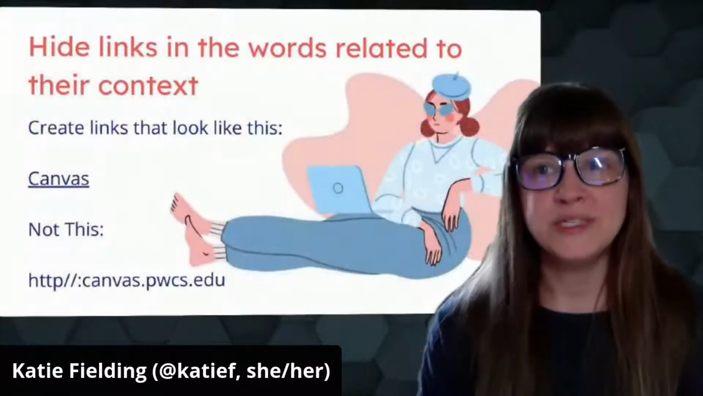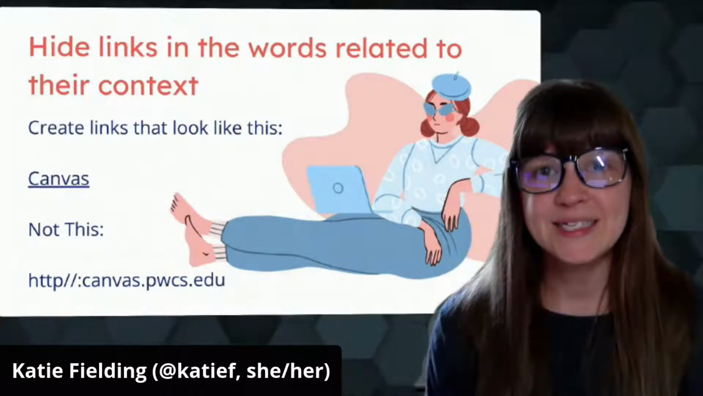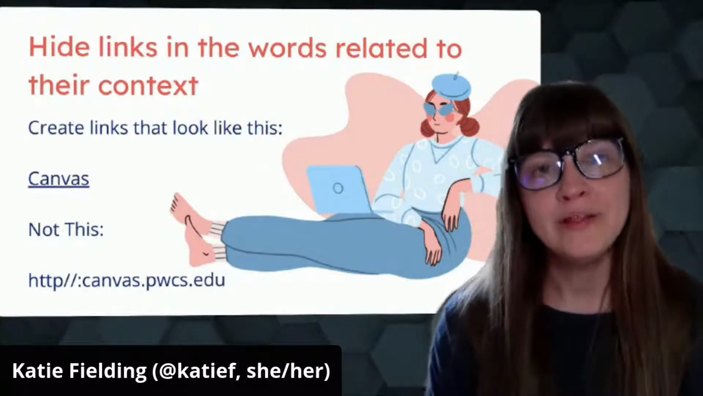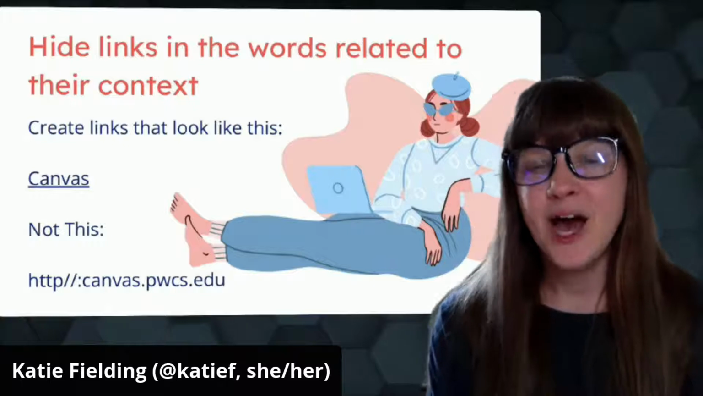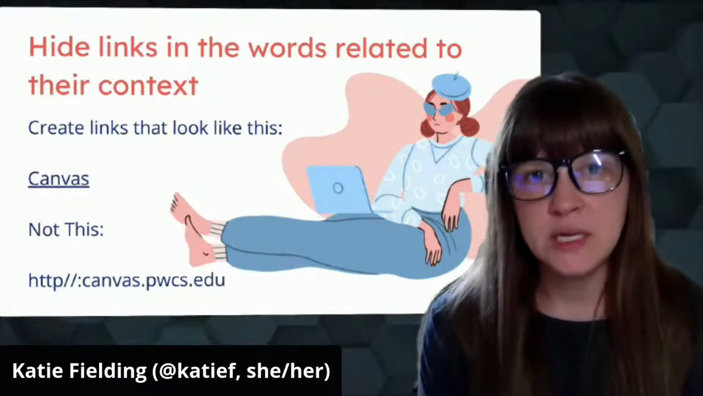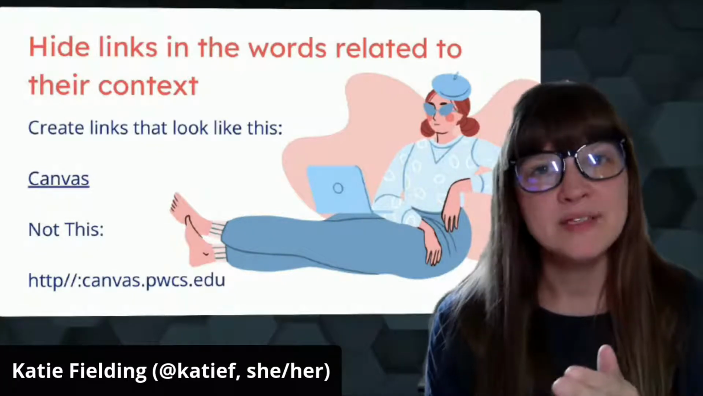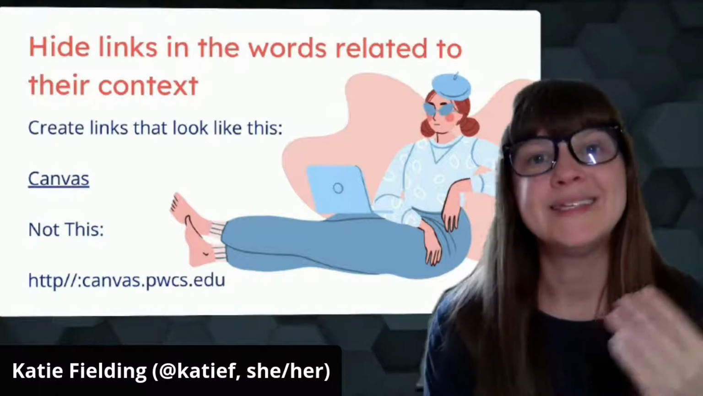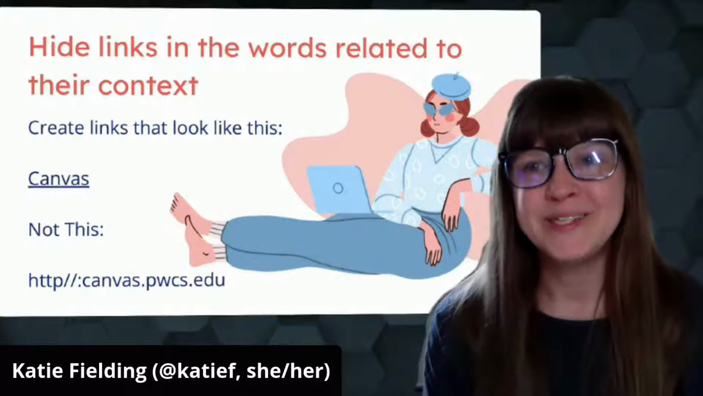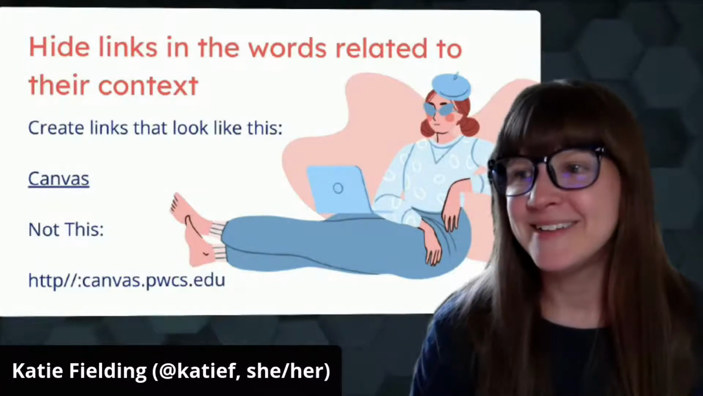The second thing in the perceivable zone is to hide links in words related to their context. So if we were to take the student to Canvas as a link, you want the link to actually say Canvas and not be the URL copied and pasted. That way, if someone is using a screen reader, when the screen reader gets to that link, it will say Canvas. And the student would know, oh, if I click the link, it's going to take me to Canvas. It's going to describe to that person where they're going. It's going to give them that function. So that's the second thing.